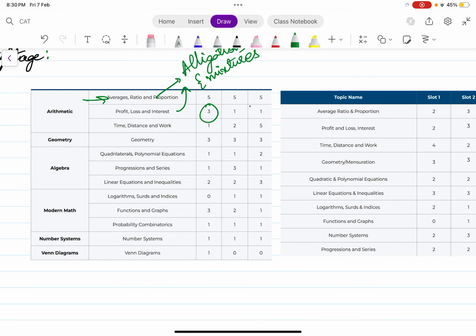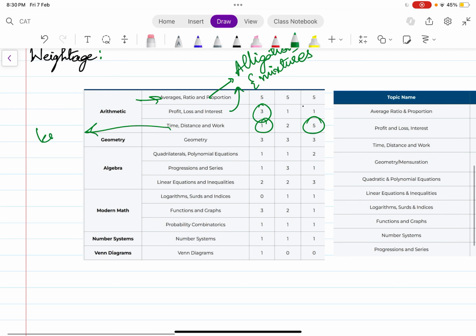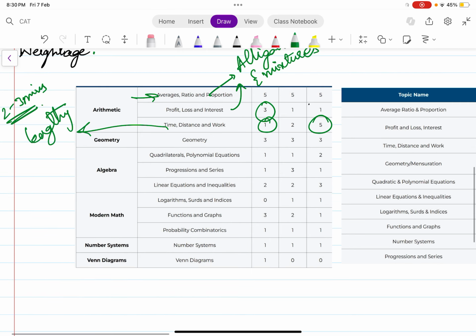Now, there has been a disparity with regards to time, distance, and work. These are considered lengthy by most students. Again, it might not be the case with you, but it is considered lengthy in general, as it might take approximately 2 to 3 minutes or more to solve these questions, regardless of your background. So this is something we suggest students park and then look at other questions.